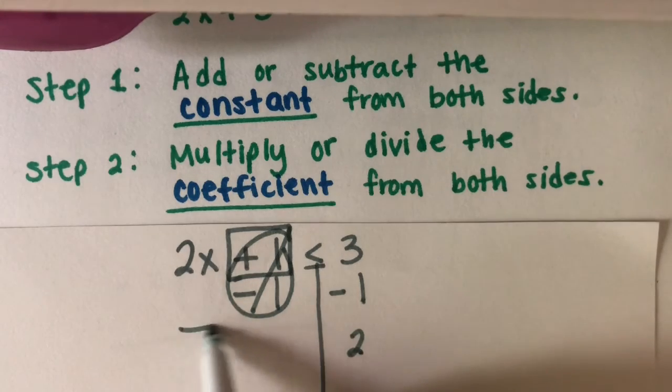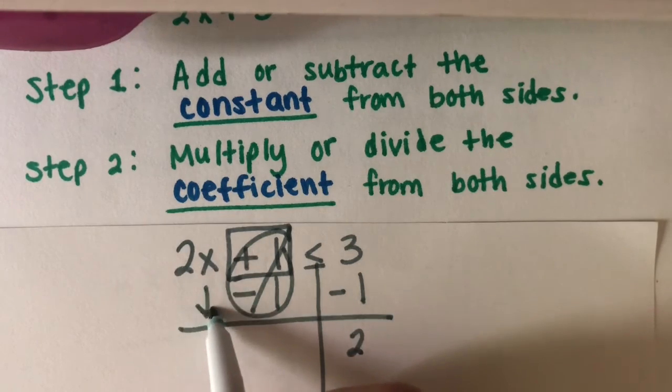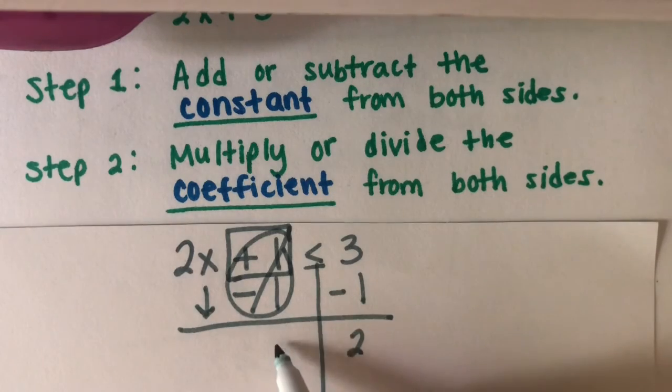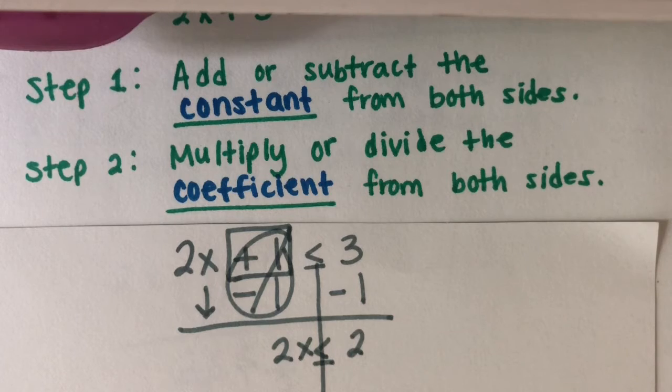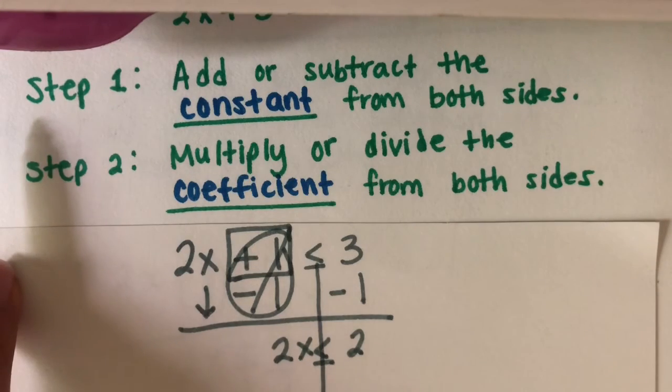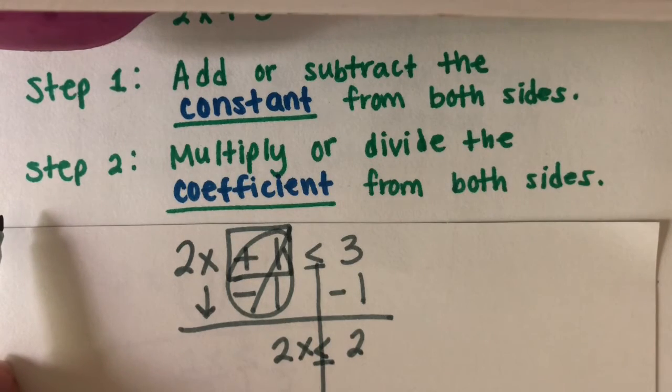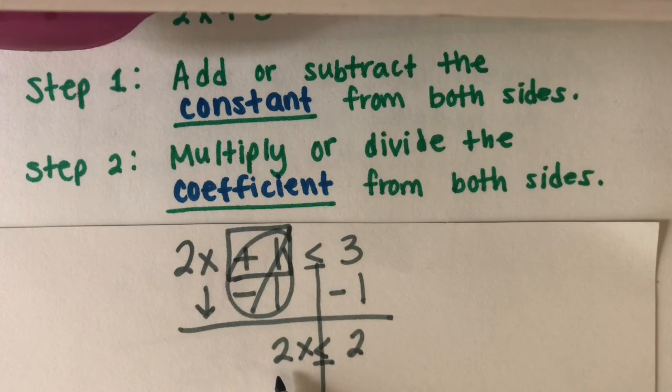Okay, now I bring down what's left over. And what's left over on my left side is a 2x. So I have 2x is less than or equal to 2. Okay, so I have followed my first step here. My second step is to multiply or divide the coefficient from both sides. So my coefficient is the number that's attached to my variable. So in this case, it's 2 because 2 is attached to the x.